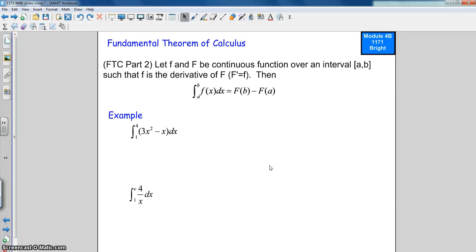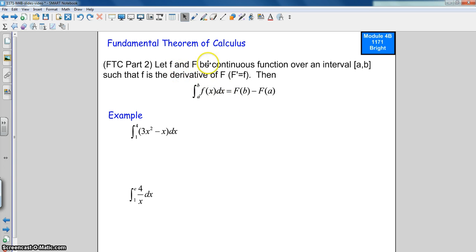In the last video we talked about Riemann sums and we evaluated a definite integral through the use of Riemann sums. We evaluated a definite integral graphically through the use of geometry, and we evaluated it analytically through the use of tables, and now with the fundamental theorem of calculus we can actually determine the value of the definite integral algebraically.